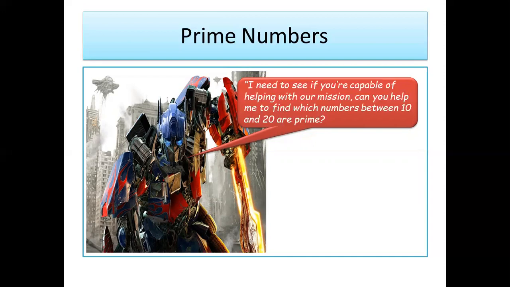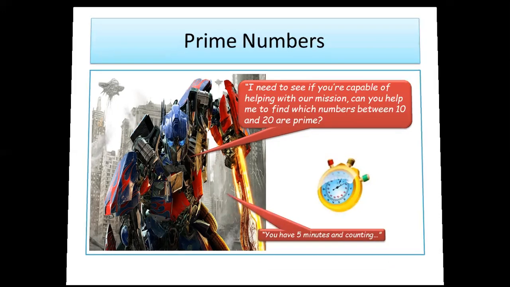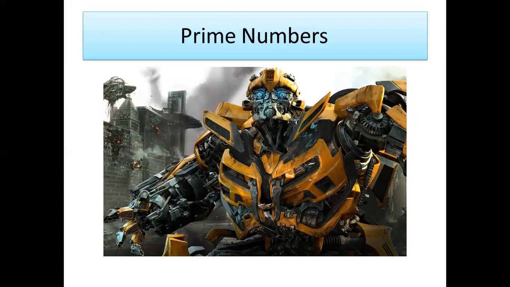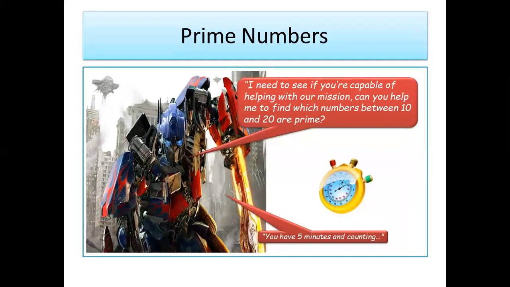Okay, what about 19? Is 19 in any table? No. So 19 is considered another prime number. So the numbers that we have between 10 and 20 are, as we said, 11, 13, 17, and 19.